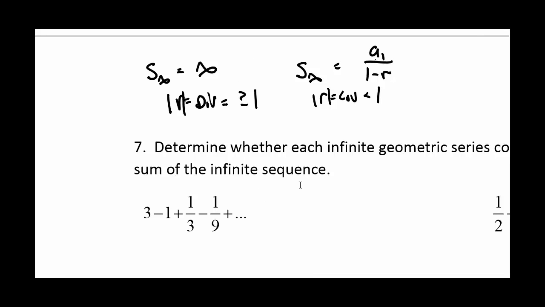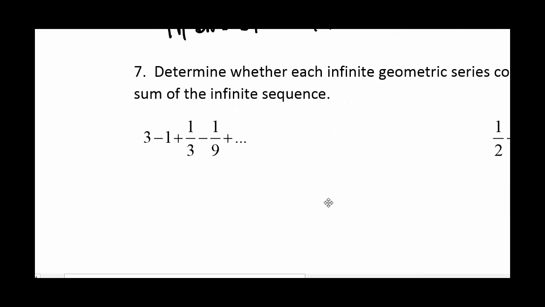Okay, so in that first pattern, first thing to do is figure out what R is, and the easiest way to do that is to take the second one divided by the first one. So if I take negative 1 divided by the one before it, that gives me R. Well, that means it's getting smaller, because it's clearly the absolute value is less than 1.